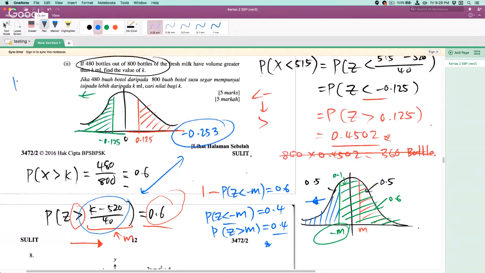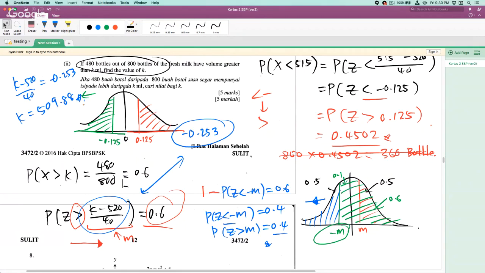So I say K minus 520 over 40 equals negative 0.253. And I will solve this one. 40 multiply negative 0.253 and then plus 520. Then I can easily get my answer, which is 509.88. Okay, this is how we solve this kind of question.